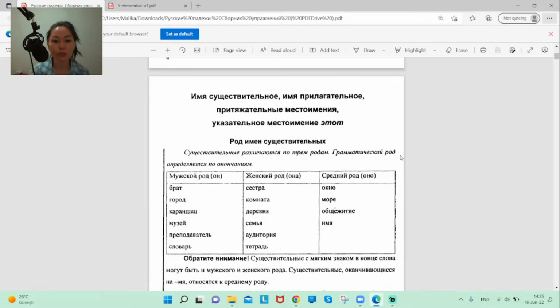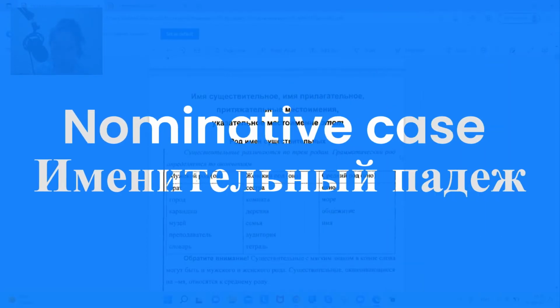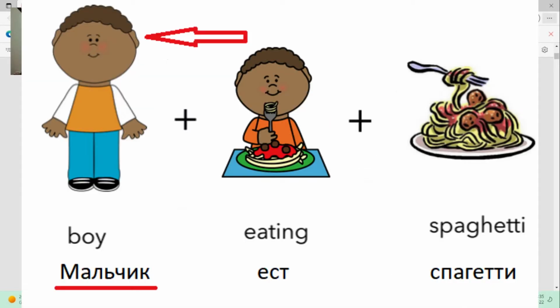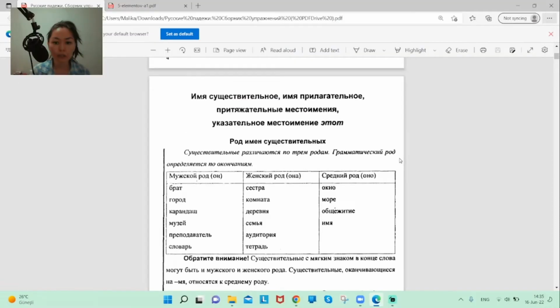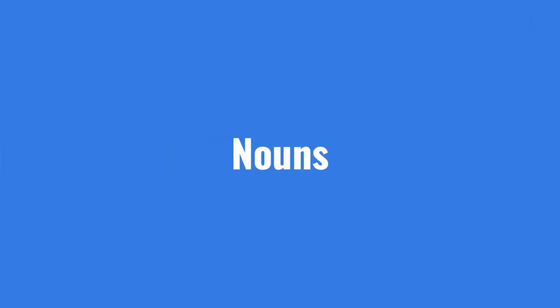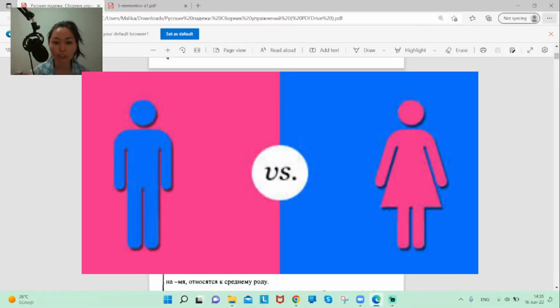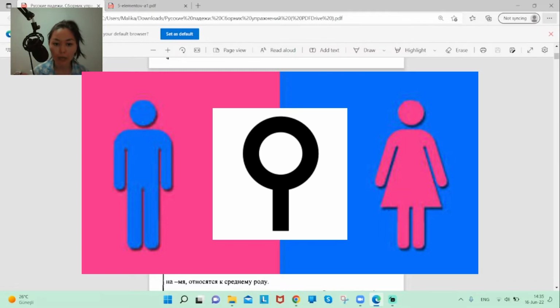Okay, so we're gonna start with the nominative case. Nominative case is a direct case and it's independent. In the sentence, it's usually the subject of the sentence, and there are some things that we have to learn about it. So, nouns in Russian language are divided into genders: masculine, feminine, and neuter.